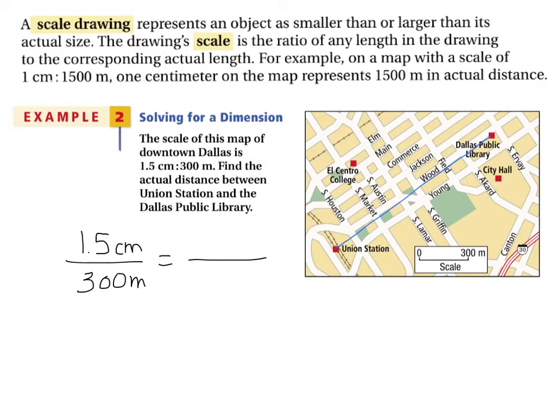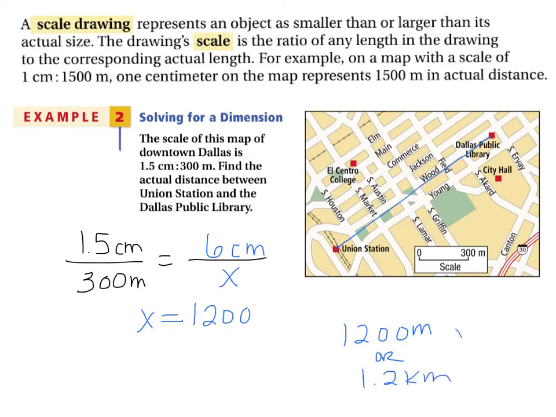Now, if you did that, the distance is 6 centimeters. So then we want to find the actual distance, cross multiply, and you would actually get x equals 1,200 once you simplified it. So the actual distance, you could say, is 1,200 meters or 1.2 kilometers. Either answer would be acceptable.